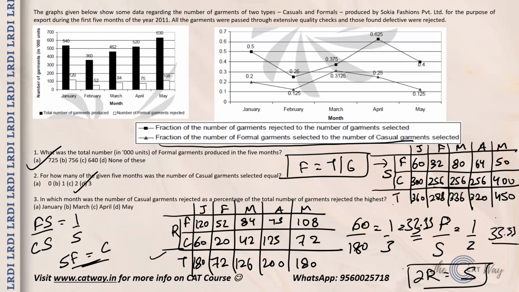So January and March can never be your answer. April, it is 125 by 200, so that is 62.5%. And for May, it is 72 by 180, that is basically 40%. So highest is in April, 62.5%. Option number C is the right answer.